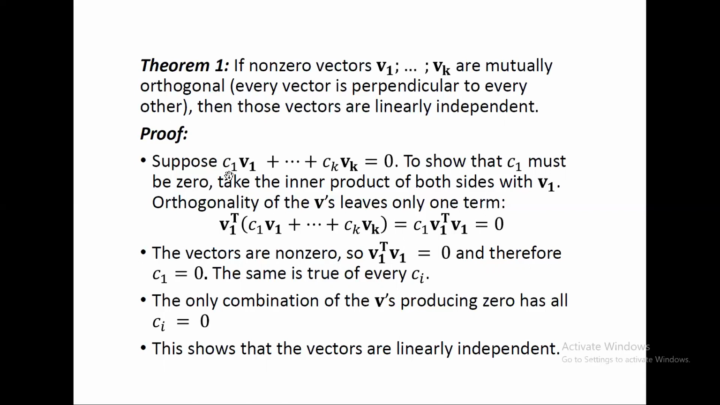Suppose we write c1 v1 plus dot dot dot ck vk is equal to 0. To show that c1 must be 0, take the inner product of both sides with v1. Orthogonality leaves only one term. So v1^T multiplied by the vector c1 v1 plus c2 v2 plus dot dot dot ck vk.